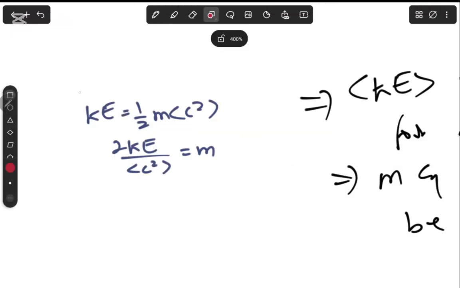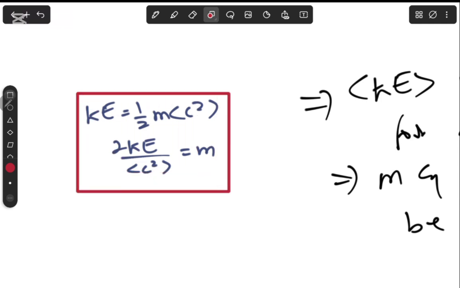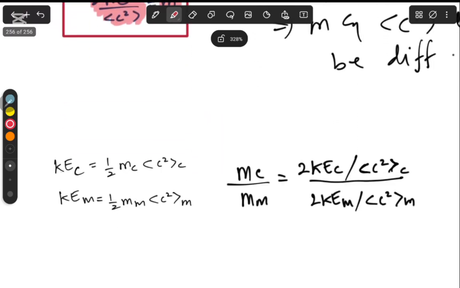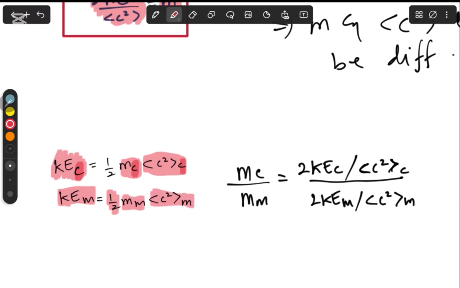First of all, you should know the formula of average velocity. The average kinetic energy is equal to half m, the mean square velocity. I can make mass the subject and get this as my formula. Okay. So then I can say that this is the kinetic energy of carbon dioxide. I'm representing it with C here. The mass of carbon dioxide and the mean square velocity of carbon dioxide. The kinetic energy of methane, half, mass of methane, the mean square velocity of methane.